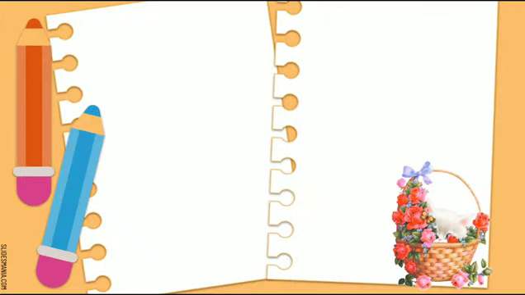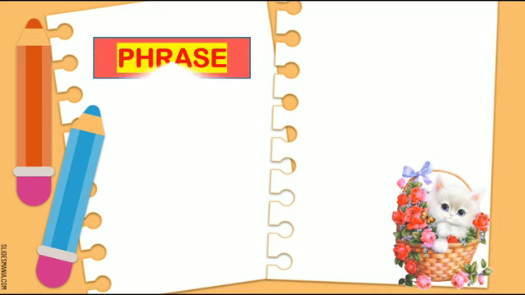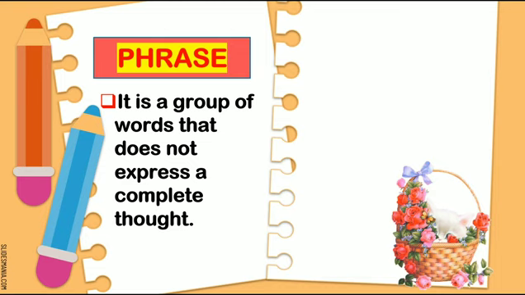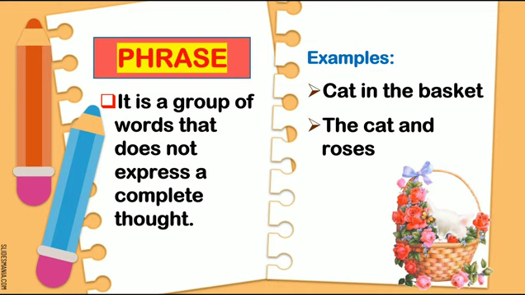Let us now discuss what we call a phrase. Now, children, a phrase is the opposite of a sentence because it is a group of words that does not express a complete thought. It is not complete because it either doesn't have the subject or the topic or the noun or pronoun in the sentence, or it doesn't even have the verb or action verb that would describe the subject or noun in the sentence.